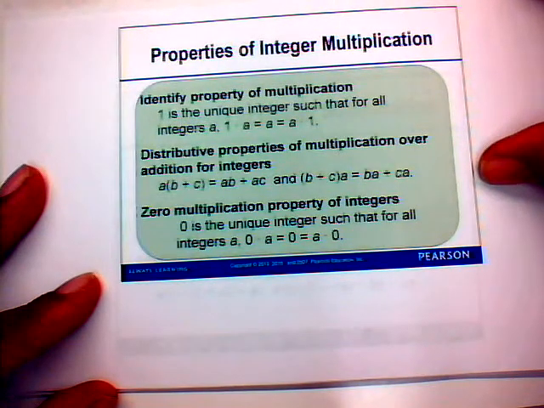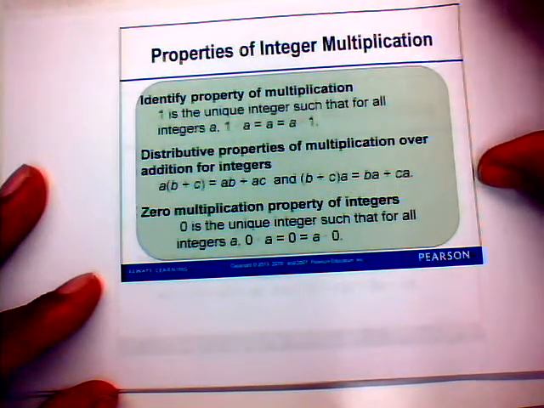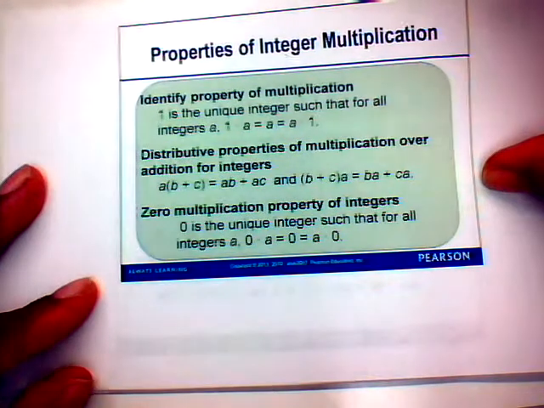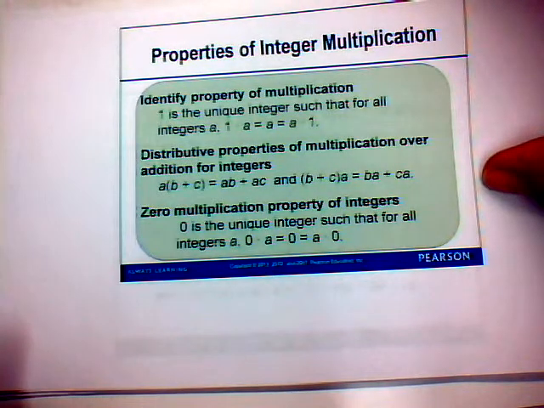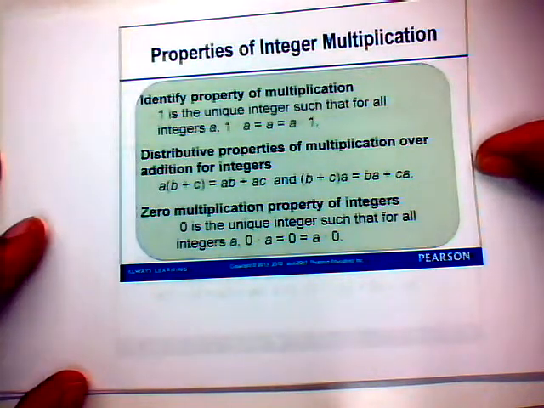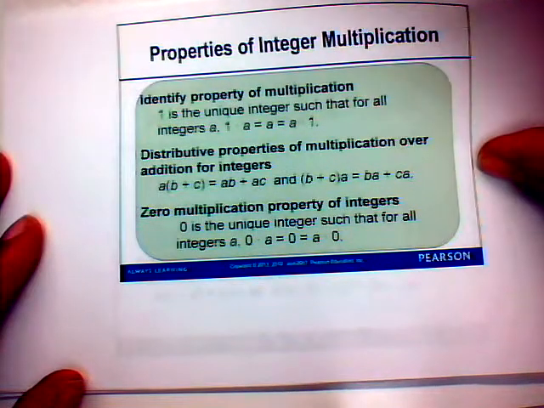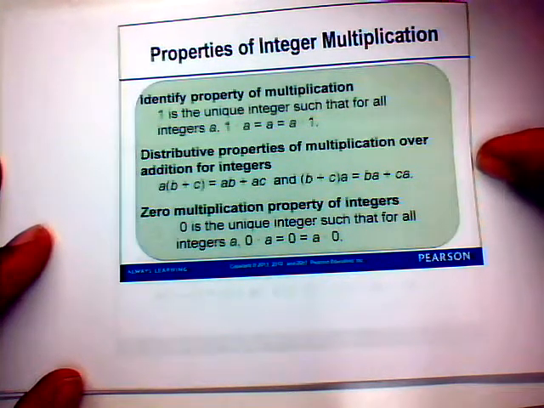And the zero multiplication property of integers: the unique integer is 0 such that for all integers a, 0 times any integer is 0, or any integer times 0 is 0.